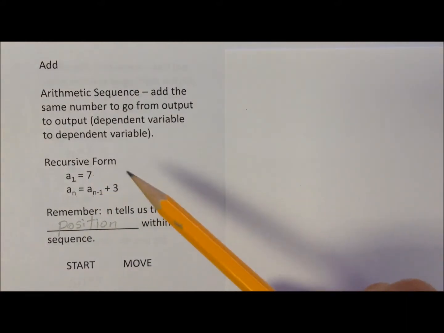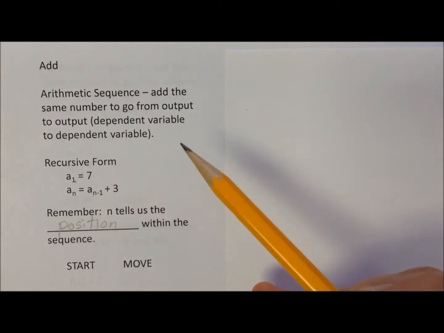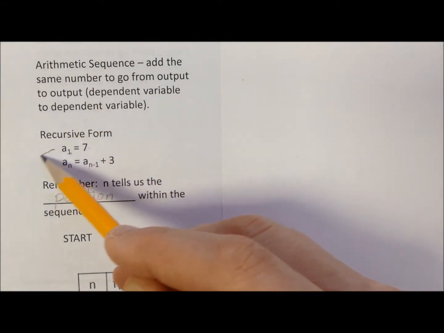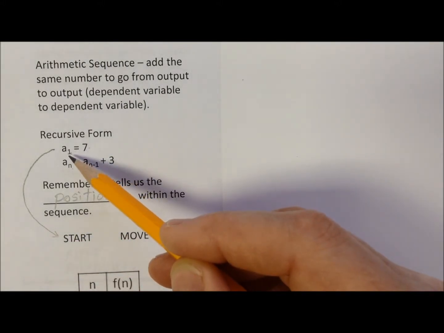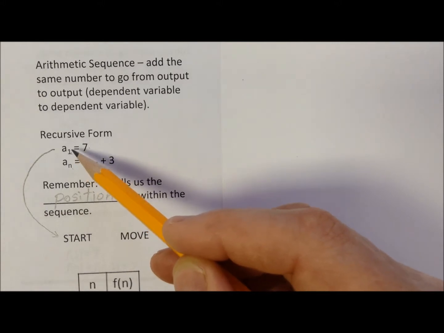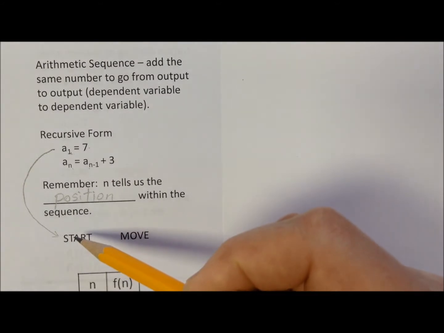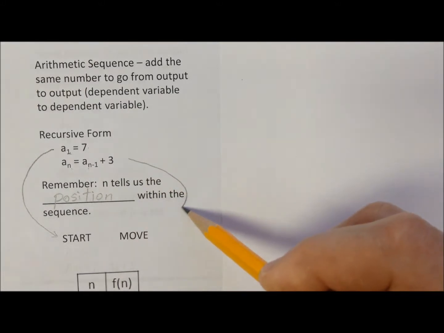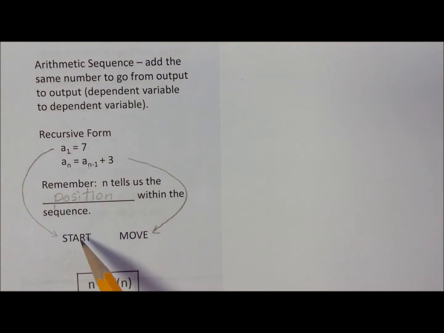In order to clarify which of these equations tells us what to do, one of them is going to be what we call our start equation. And usually we start with 1. That's a dead giveaway. So this first equation with n equals 1 is where we're going to start our table. And the other one is going to tell us how to move. So it boils down in all these problems to where do you start and how do you move?